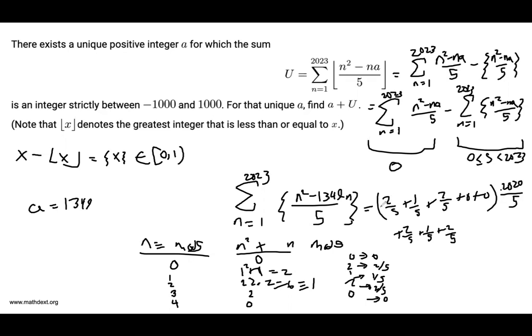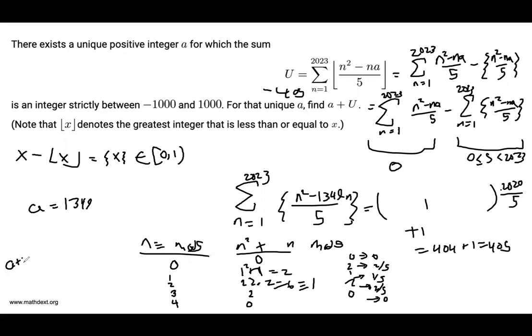Now, note that 2/5 plus 1/5 plus 2/5 is just 1. So you're just getting 1 times 2020 over 5, plus 1. 2020 over 5 is 404. So 404 plus 1 equals 405. And therefore, u is equal to negative 4 over 405.